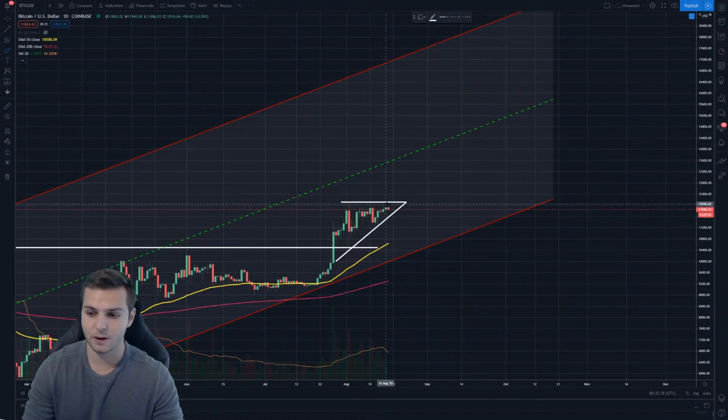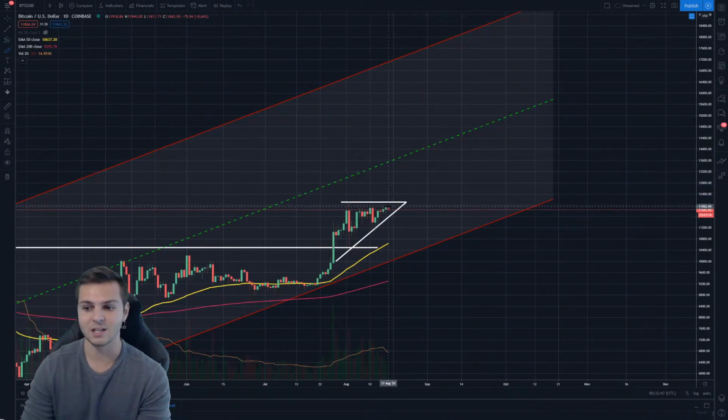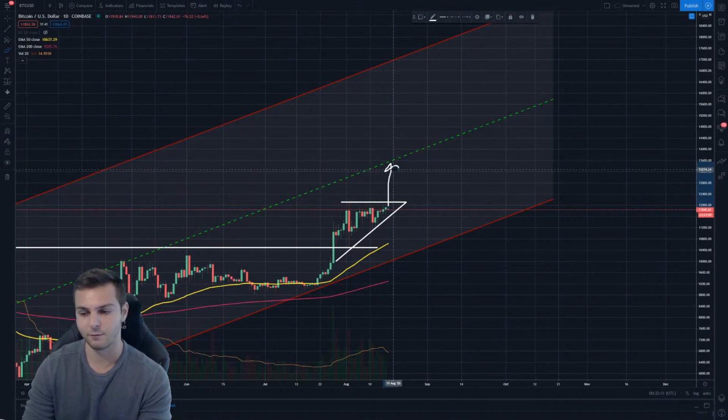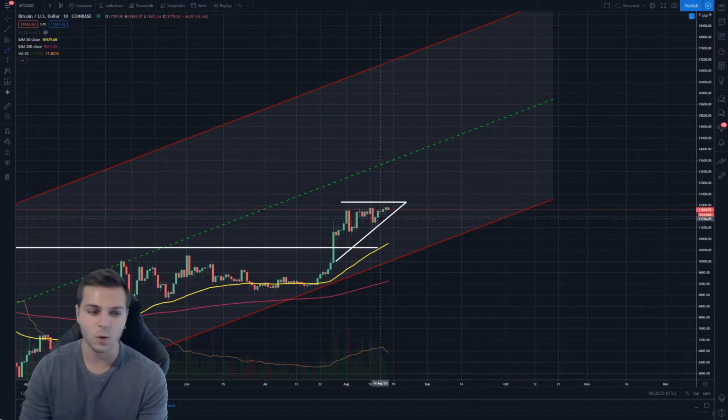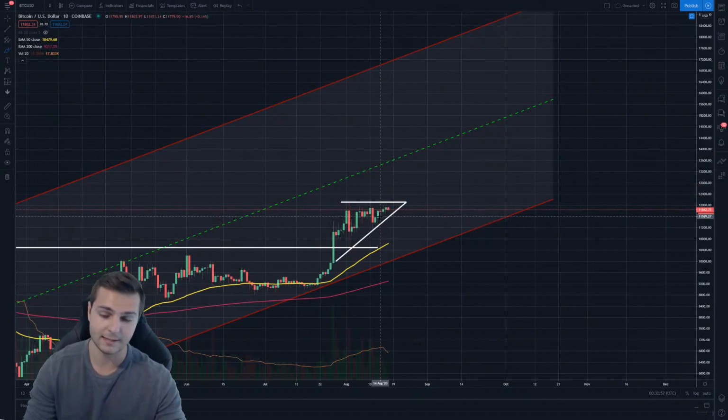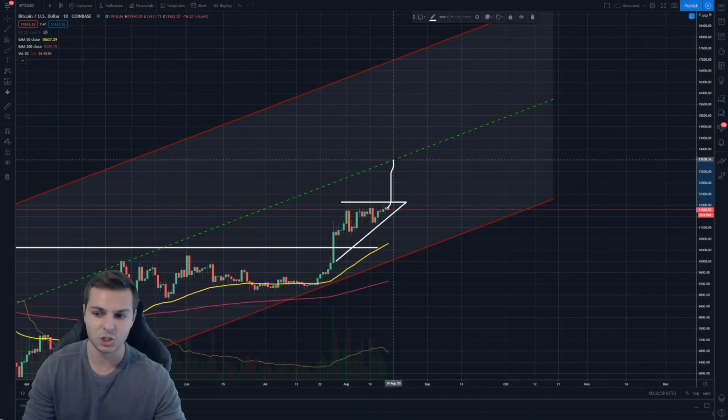Yes, we do go parabolic, and if we break out of this, you're going to see an initial parabolic breakout. I mean, that's just the nature of Bitcoin. But I don't think it's going to be one of these one-day candles where we just go straight to 13K or 14K. I think it's going to be a little bit more methodical, which is perfect. That's actually a better thing to happen on Bitcoin than if it was to just go straight up here.